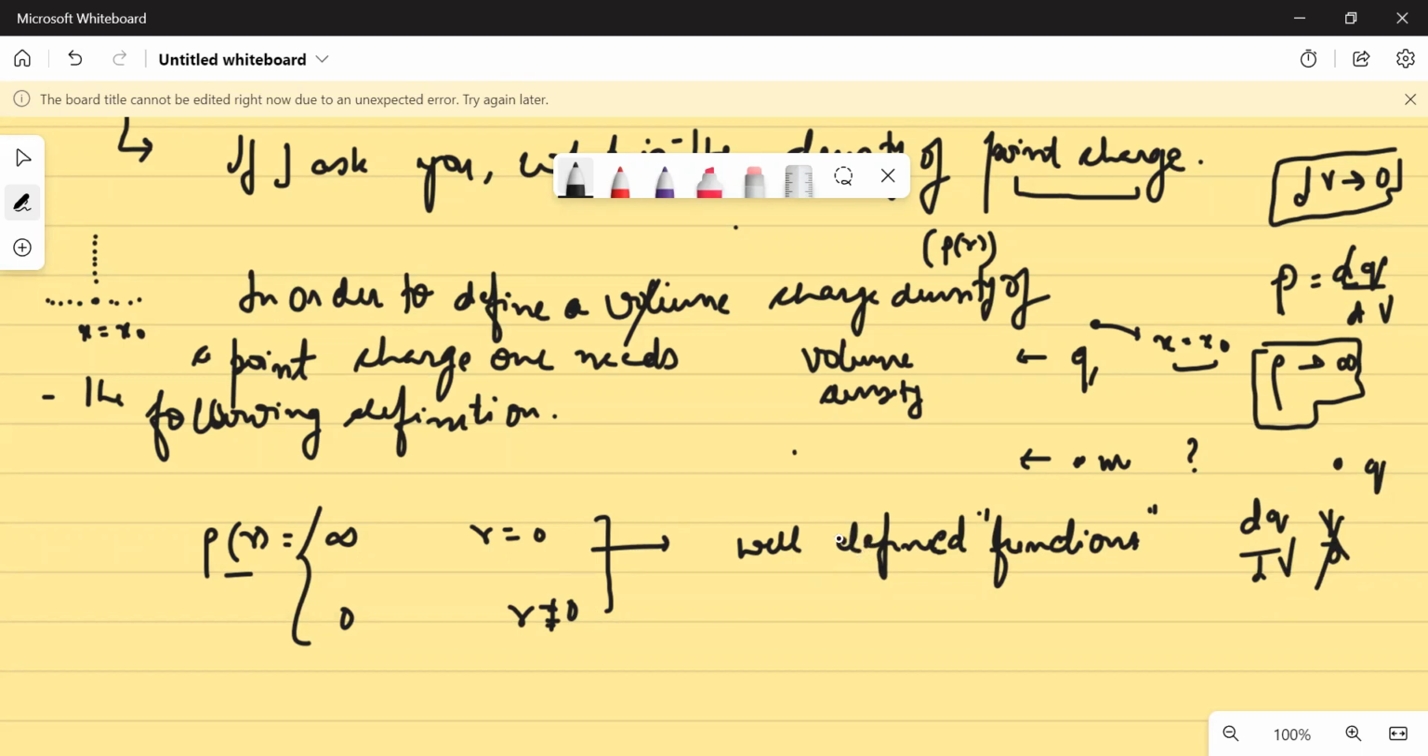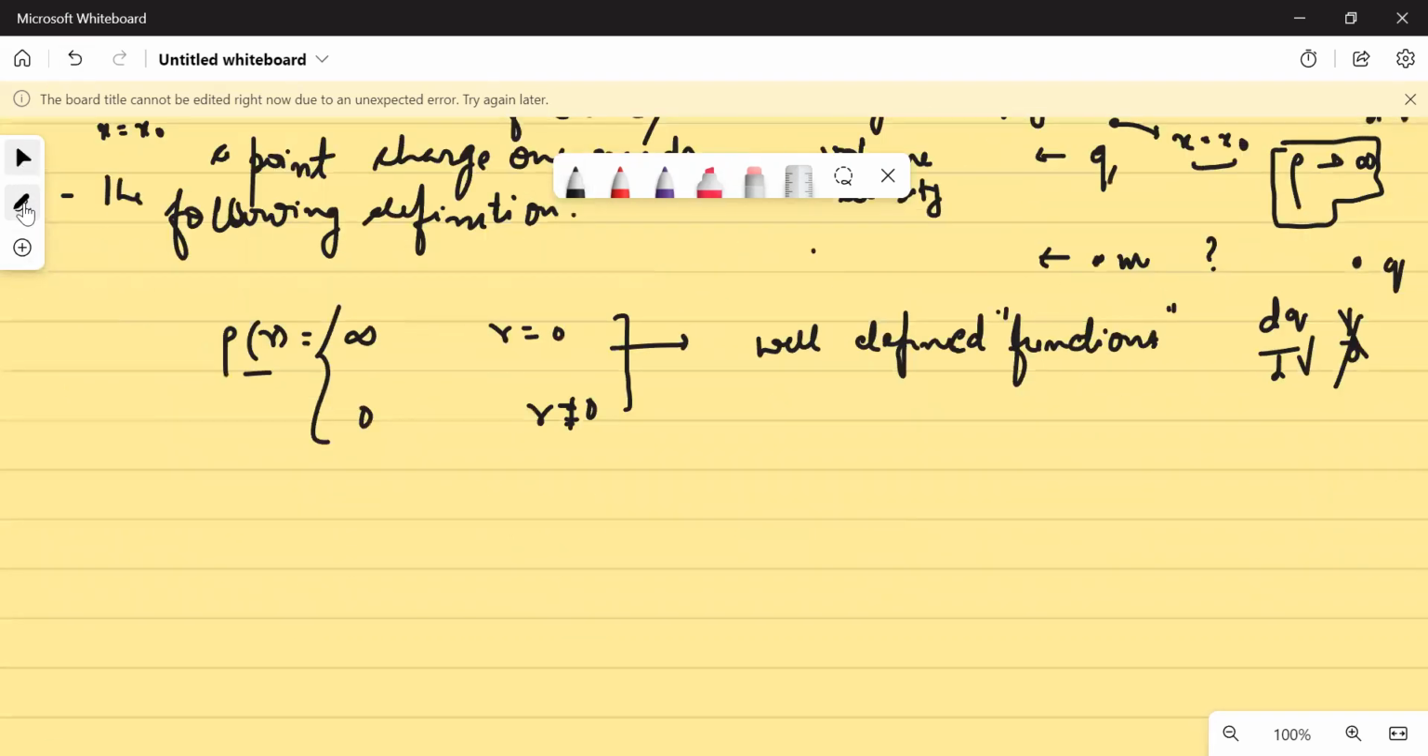Now, for such situations, we need a different mathematical construct, and one such mathematical construct is called the Dirac Delta function. And why am I teaching you all this? Because you'll find several applications of it as I go along, in quantum mechanics as well as in electromagnetic theory.